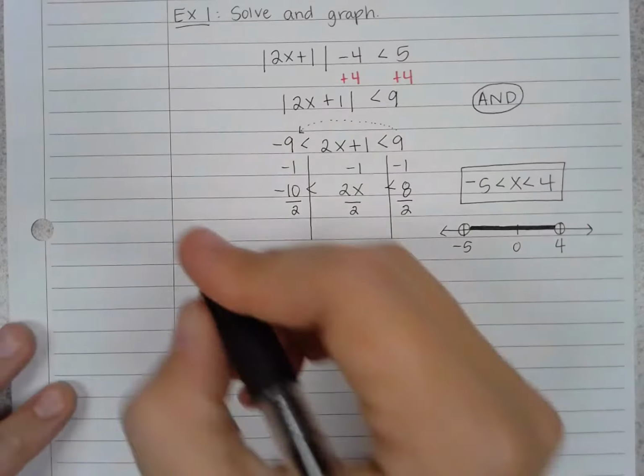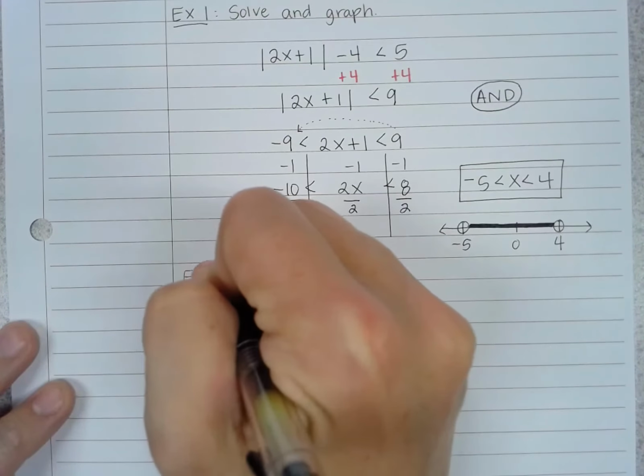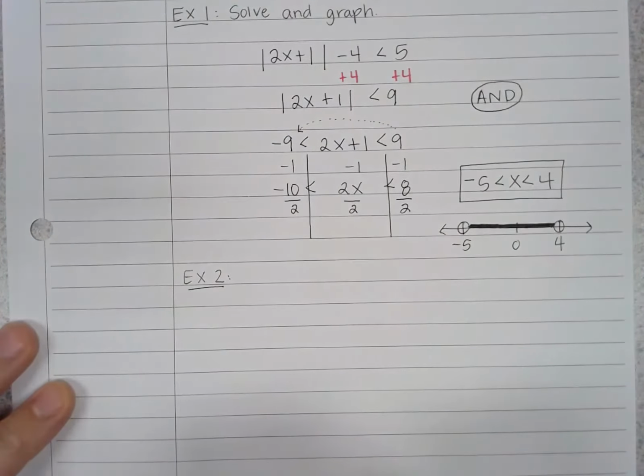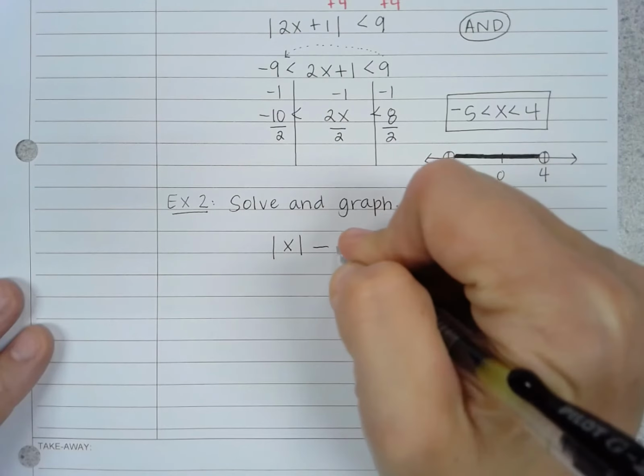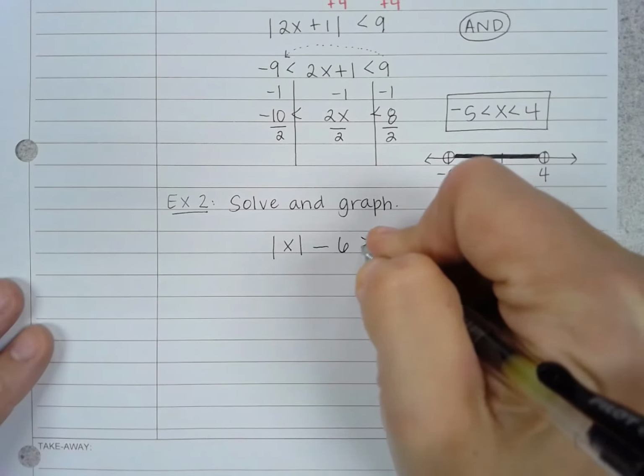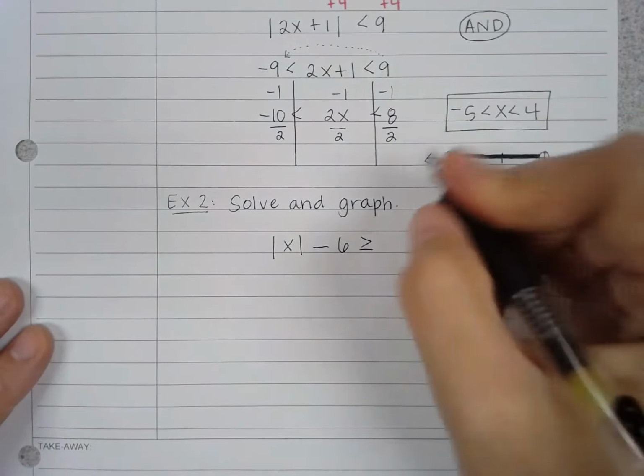In example number 2, and this is the last one we're going to do in the notes for today, this is an example of the other kind of inequality. So the directions still say solve and graph. And when you look at the way that the inequality is written in this one, it looks almost exactly the same at the start. This one, the absolute value of x minus 6 is greater than or equal to 8.